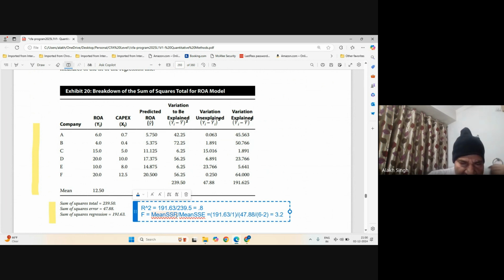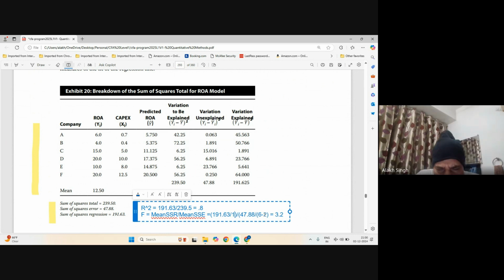And because total degrees of freedom are 5. I explained that we took 1 degree of freedom when we were calculating the sum of squares of regression. Sir, but then in the denominator, why do we still have 6 minus 2? Because this is the error terms. So how many error terms are there? There are 6 error terms in total, the number of errors is 6.